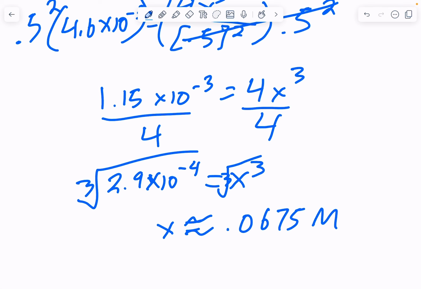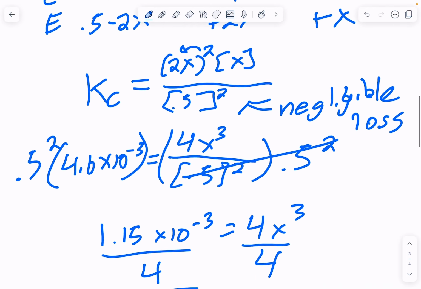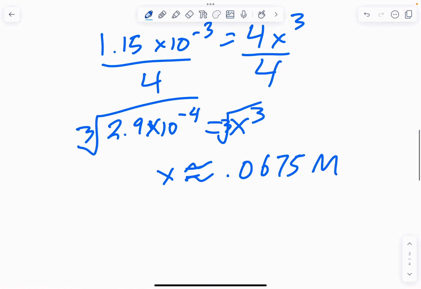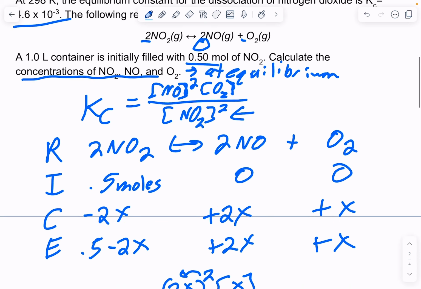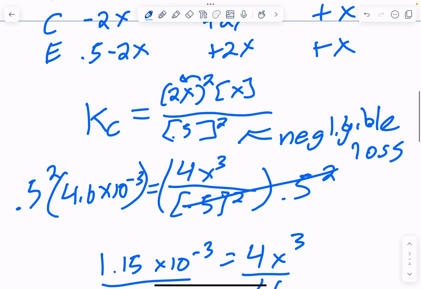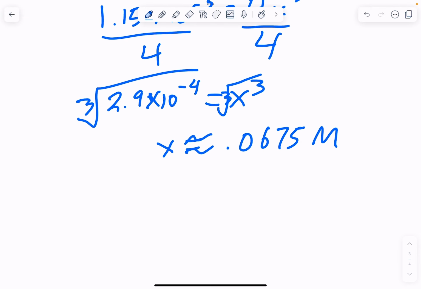Now, a lot of us will get to this point, and we've done so much math and calculations just to get to this point, and we'll think that's the answer, but it's not, because we've got to think back, what are we even looking for in this question? We're looking for the concentrations of NO2, NO, and O2, and that is a lot, and I know this question is very taxing, so stick with me.